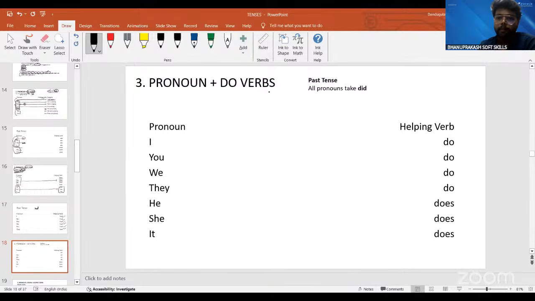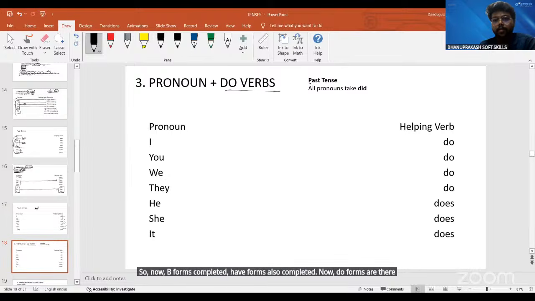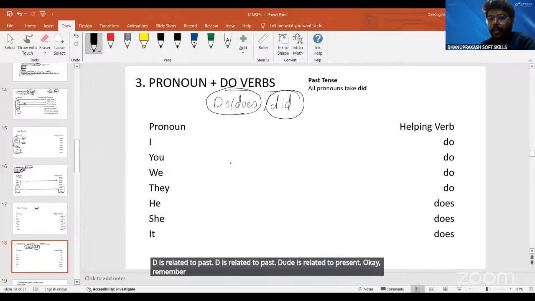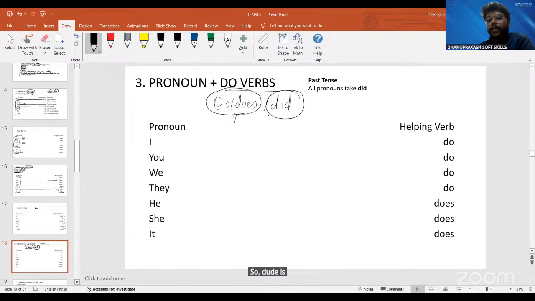So now be forms are completed, have forms are also completed. Now do forms are there. So do forms are mainly categorized into do, does, did. Did is related to past. Do, does are related to present. Okay, remember this. It is useful whenever we discuss question tags. So do, does are related to present, did is related to past.